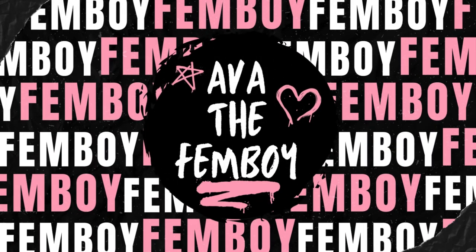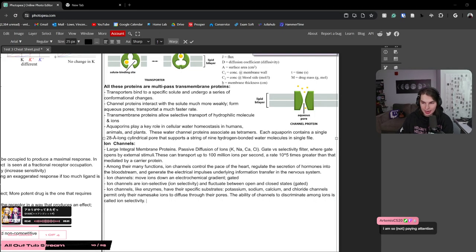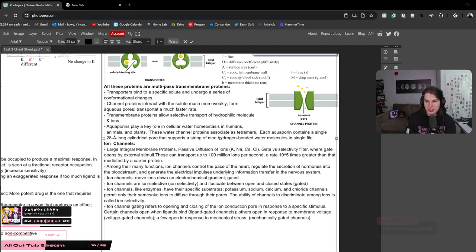Right, ion selective. Ion channel gating refers to the opening and closing. This opening and closing is often through what's known as negative feedback loops. So essentially, too much will provide a negative feedback, which then closes the gates and vice versa. Yeah, they are really, really important processes in your body.